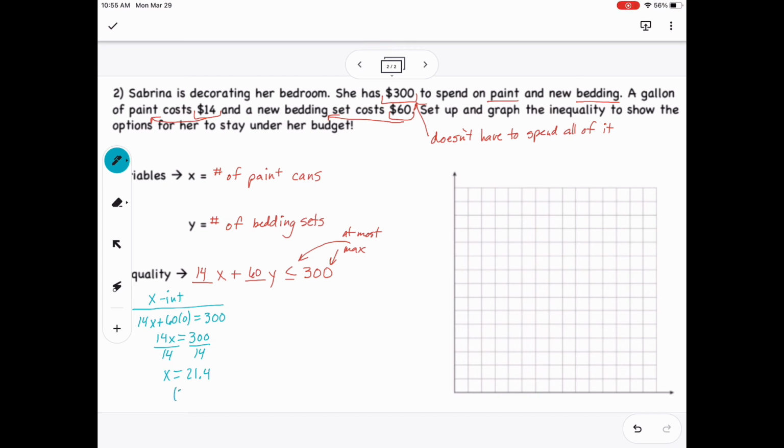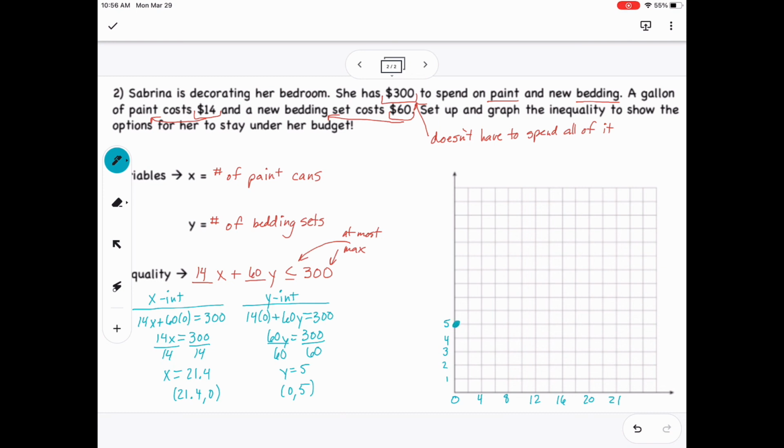This is a little decimal, and that's okay. So that's our ordered pair, 21.4 comma 0. Then I'll plug in 0 for x to find the y for my y-intercept. In doing so, solving will get me 5 for y. So that gives me 0, 5. So here, same thing, I can change the scales to fit my needs. So because I just need to get up to 21, I can just go by 2s on the x-axis. And then I can just go by 1s on the y-axis if I want.